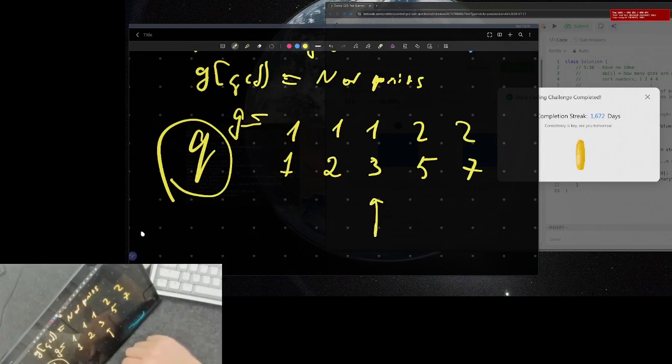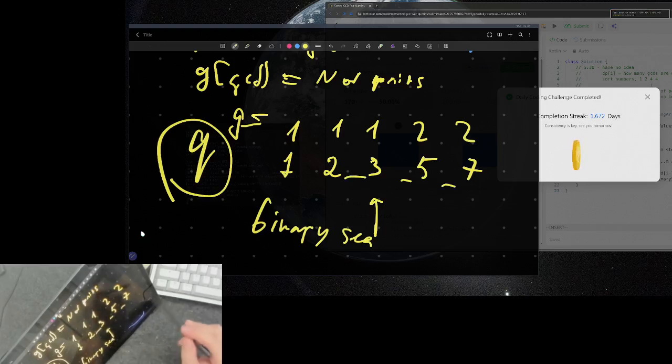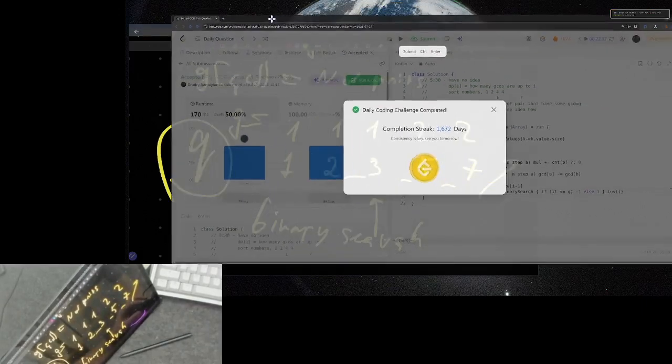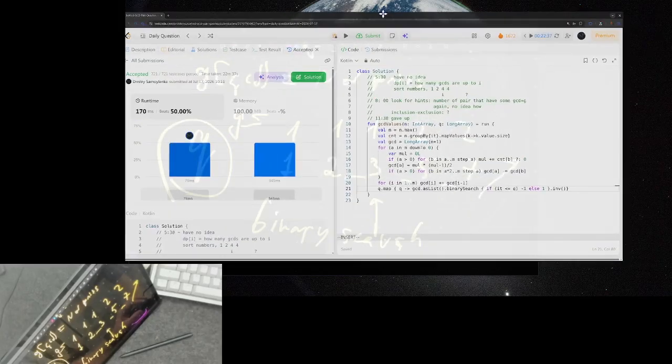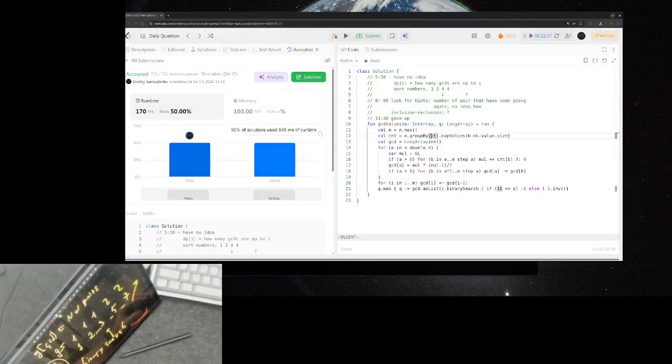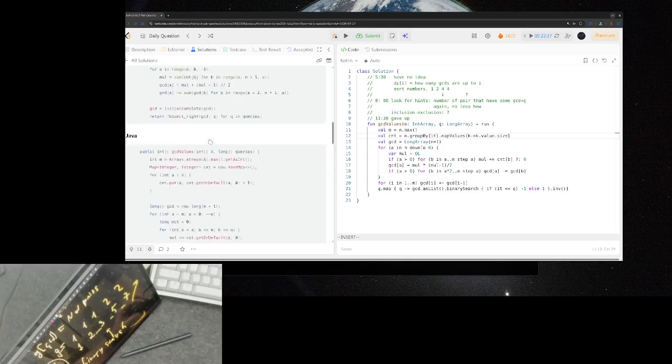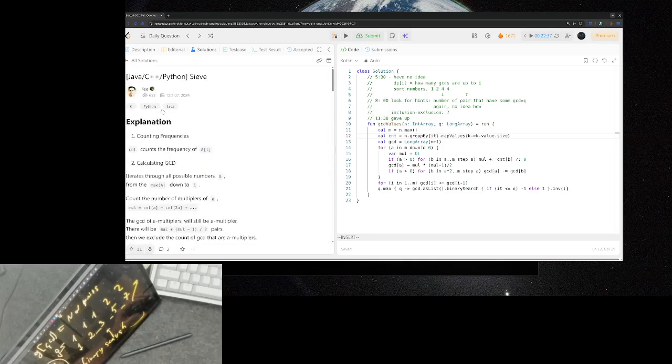Okay, let's look at the code. This is binary search, by the way, and we can do binary search because the prefix sums are always increasing. This is the code that was accepted. I just copy-pasted or typed it from some solution of Lee.